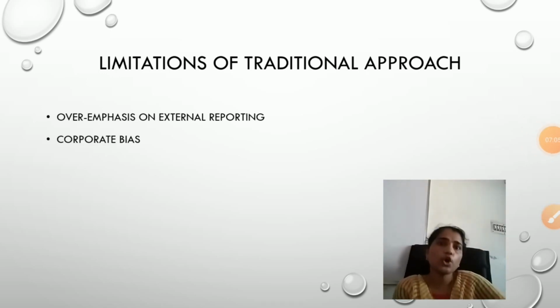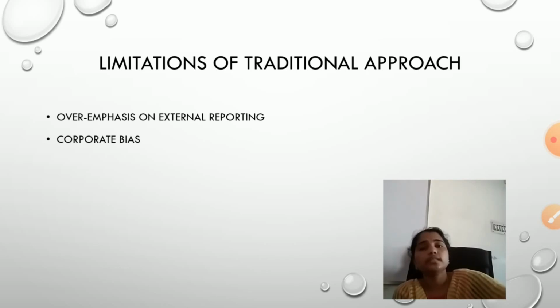The next limitation is corporate bias. The traditional approach is concerned about the finances of corporate bodies, meaning the joint stock companies. There are non-corporate bodies like partnership firms which also operate on a large scale. But the traditional approach keeps these organizations out of its scope. That's why this traditional approach is criticized.